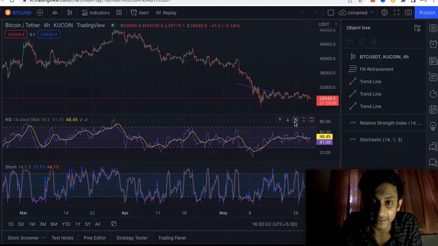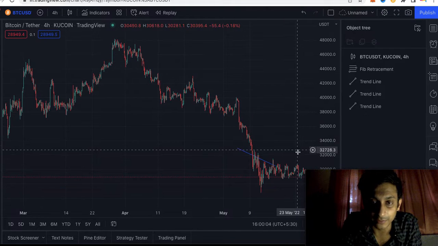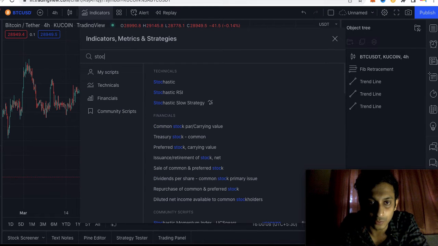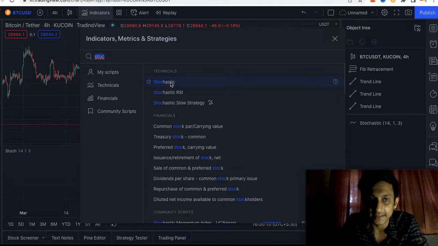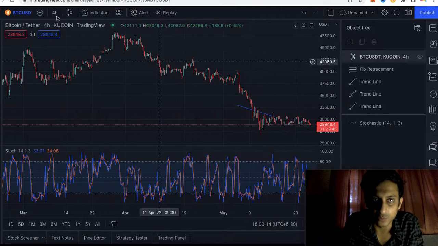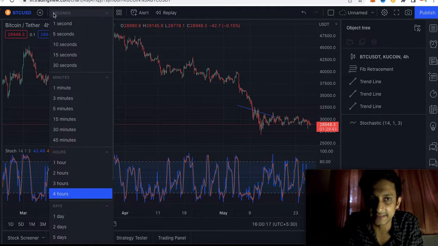So right now, what I have done is simply open the BTC USDT chart, and then the indicator that you want to open is the stochastic, STOC, and you get the stochastic indicator. You can watch it on a daily basis, hourly basis, and every other time frame, even on the weekly basis. Let me just show you from the daily perspective.